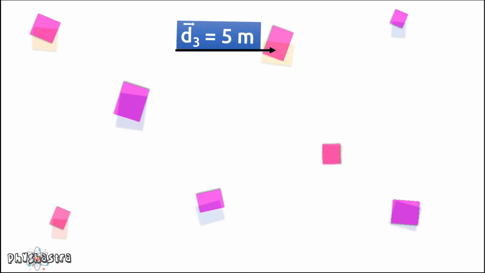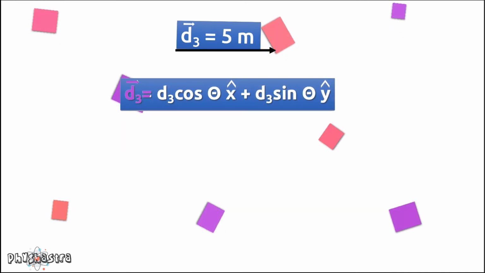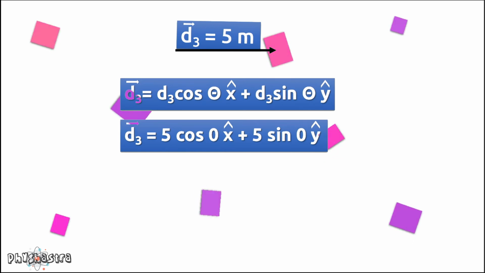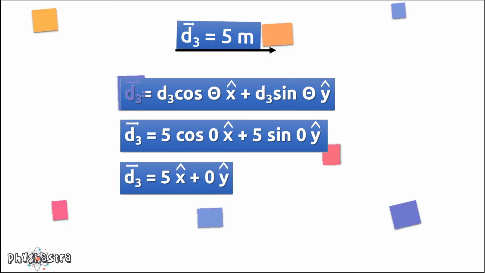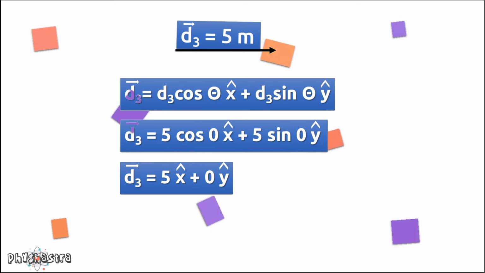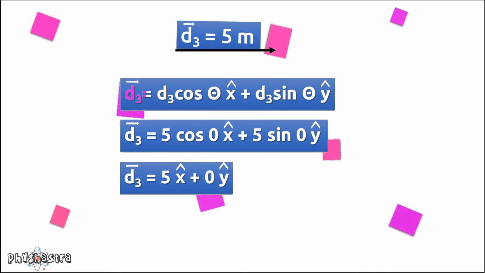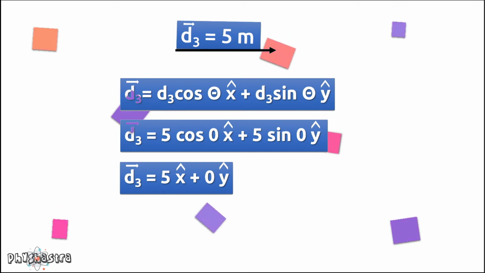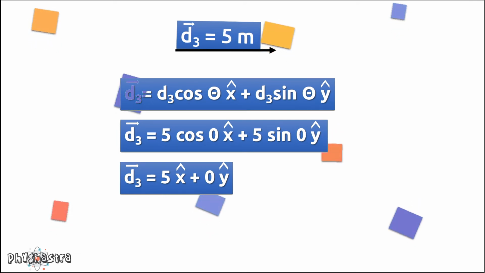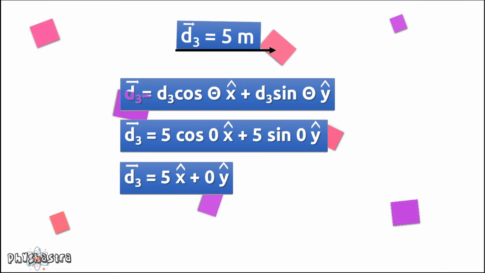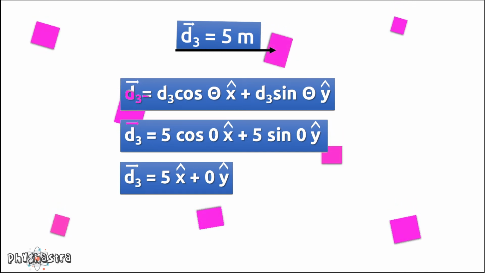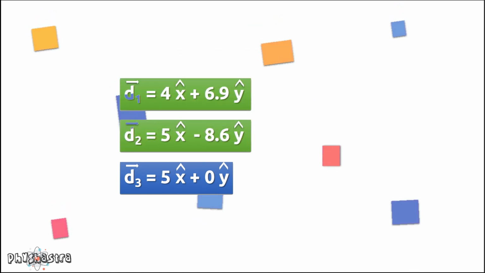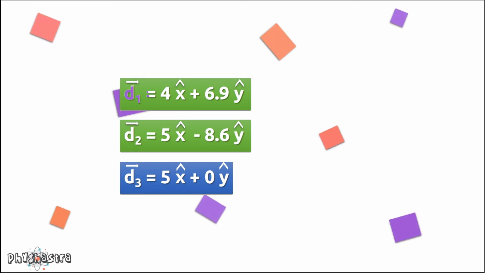Now we find d3x, which will be d3 cos of 0 degrees. Therefore we get d3x equals 5 meters and d3y equals 0 because sine of 0 is 0. Similarly, vector d3 equals 5 meters in the x direction plus 0 magnitude in the y direction, or just 5 meters in the x direction. We have all the x components and all the y components with respect to displacements d1, d2 and d3. Let's bring them together.